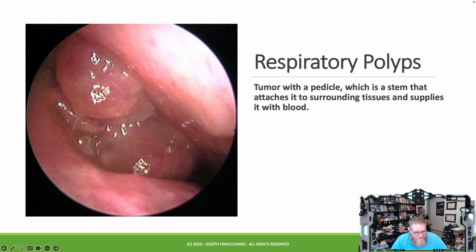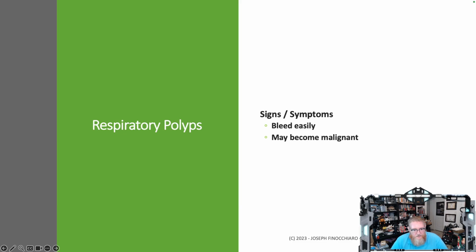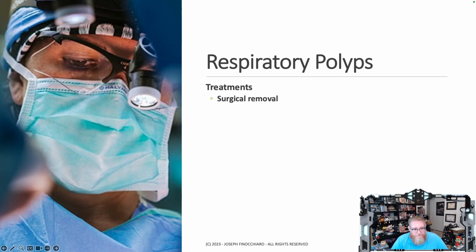Respiratory polyps. It is a tumor with a pedicle, which is a stem that attaches to the surrounding tissues and supplies it with blood. Causes of respiratory polyps include chronic allergic rhinitis or sinusitis. Signs and symptoms: you will bleed easily as you are coughing things up or dripping, and this may become cancer. Large polyps may also interfere with breathing. The treatment for respiratory polyps is really just surgical removal.